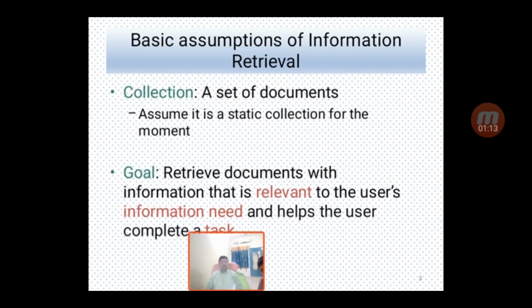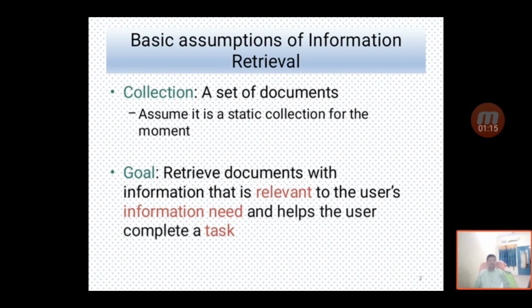Next, the basic assumptions of information retrieval. Let's see what we mean by a collection and a goal. A set of documents comes under collection, and the goal is to retrieve documents that are relevant to the user's information need. And based on the information we retrieve from the collection, we are going to complete the user's task.